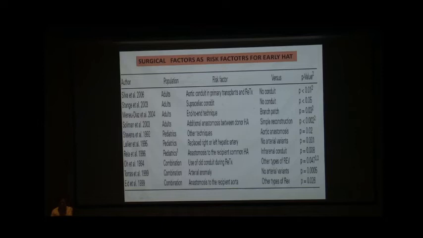These are the surgical factors. Most of them would say when aortic conduit and supraceliac conduit is used, and end-to-end anastomosis in place of branch patch, there is a high risk of HAT. Replaced artery or arterial variation or multiple artery reconstruction and bench side reconstruction of artery is also a risk factor for HAT.